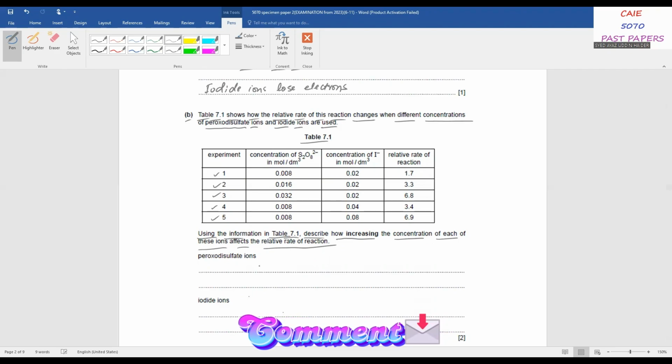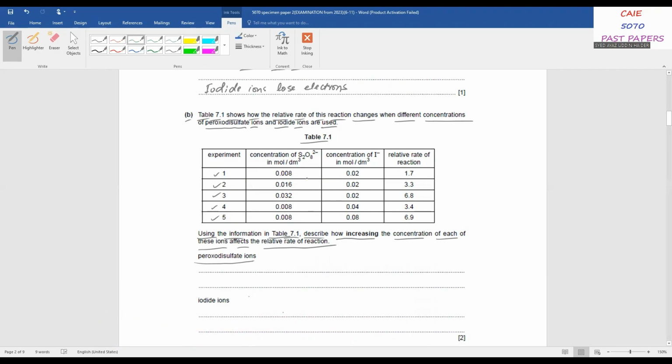First of all, see the peroxodisulfate ion. If you compare, 0.008 gives a rate of 1.7. For 0.016, doubling the concentration, what will be the rate? 3.3. At 0.032, again double the rate. So it's very easy. You can write doubling concentration doubles the rate.